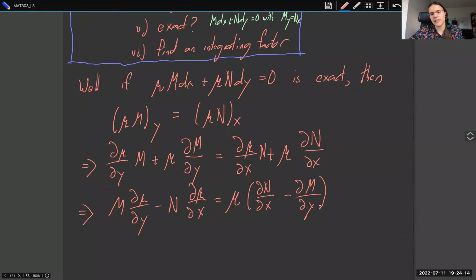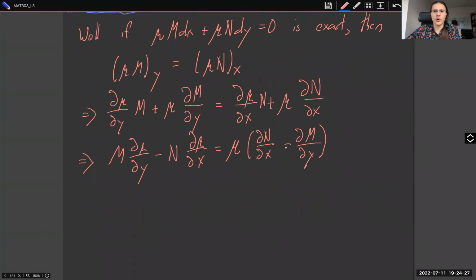And notice that in this equation, the partial derivatives are the swapped derivatives. Okay, so let's look at this expression right here. If this expression is 0, then what does that tell us? It was already exact. Yeah, this is exactly the condition for exactness, right?